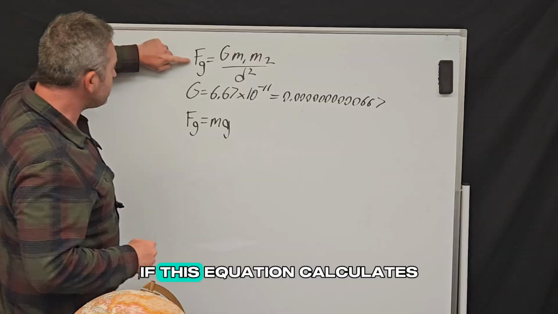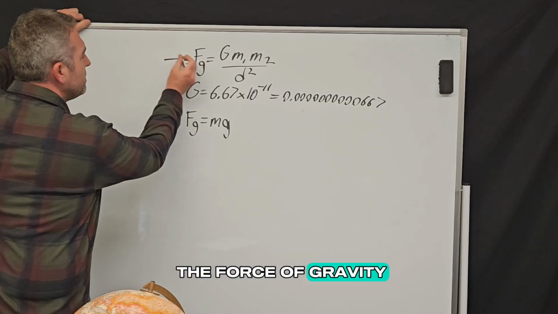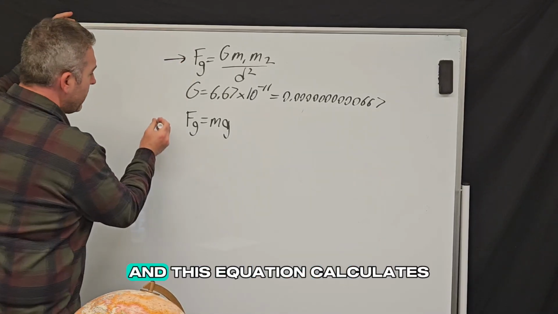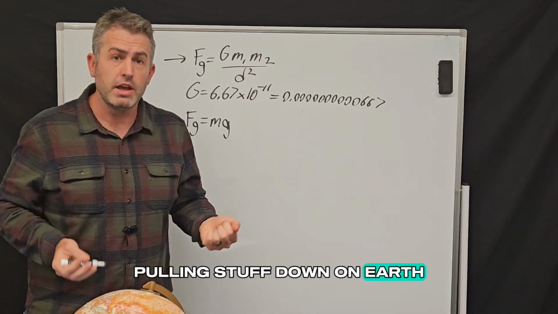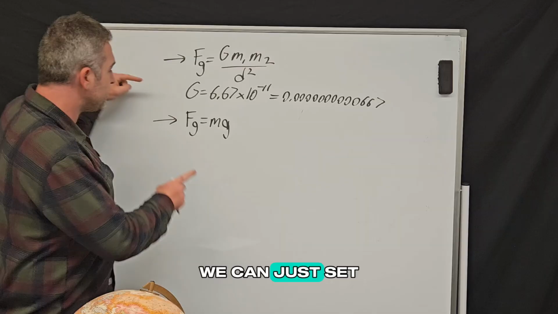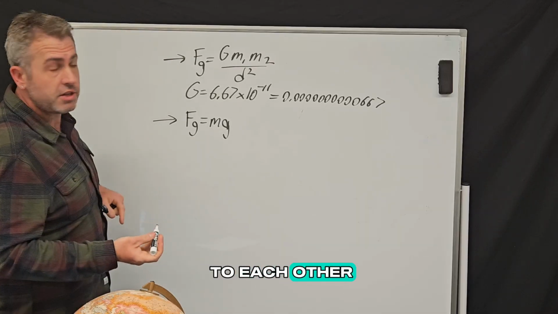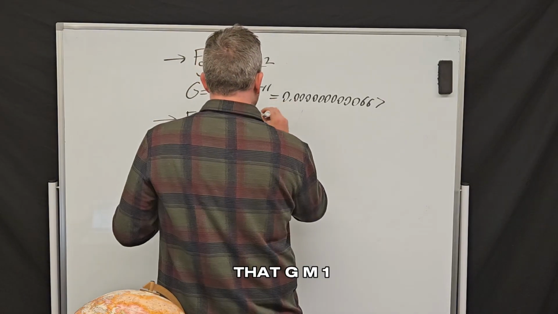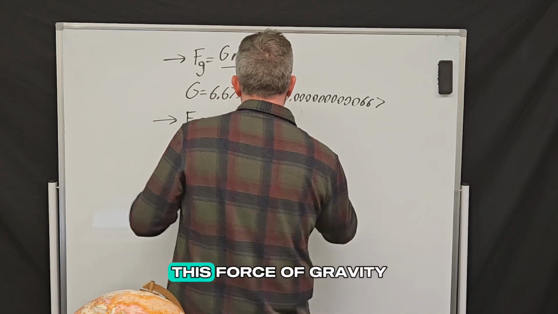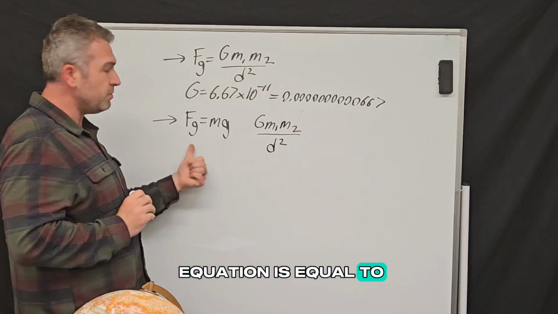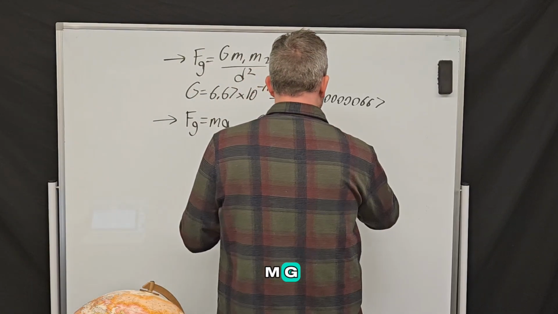And so if this equation calculates the force of gravity between any objects in the universe, and this equation calculates the force of gravity pulling stuff down on Earth, since we're talking about Earth's gravity, we can just set these two equations equal to each other. So we're going to say that g m1 m2 over d squared, this force of gravity equation, is equal to this one. So that's equal to mg.